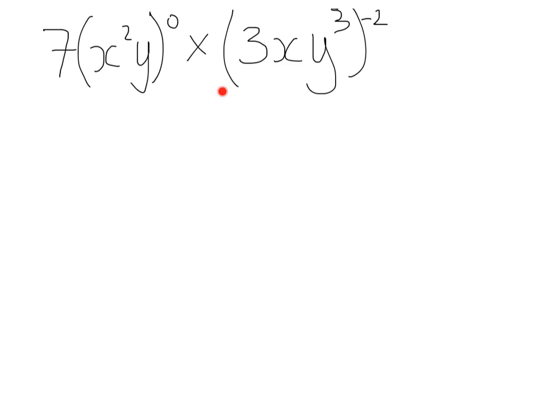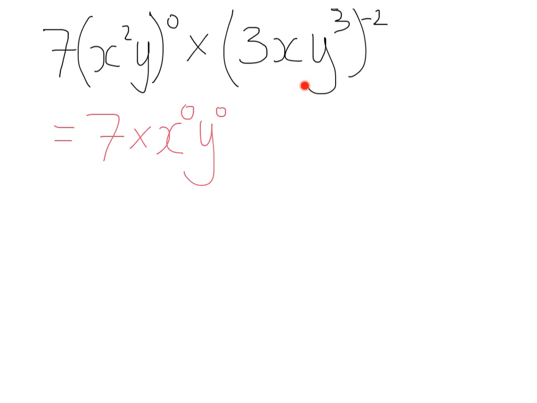So we can see here we've got an algebraic expression. To simplify this, we need to first expand these two bracket systems. So in this first bracket here, we can see we've got 7 outside of x squared y to the power of 0. Now, we know we need to multiply these indices here by 0. So we're going to get 7 times x, 2 times 0 is 0, y, 1 times 0 is 0.